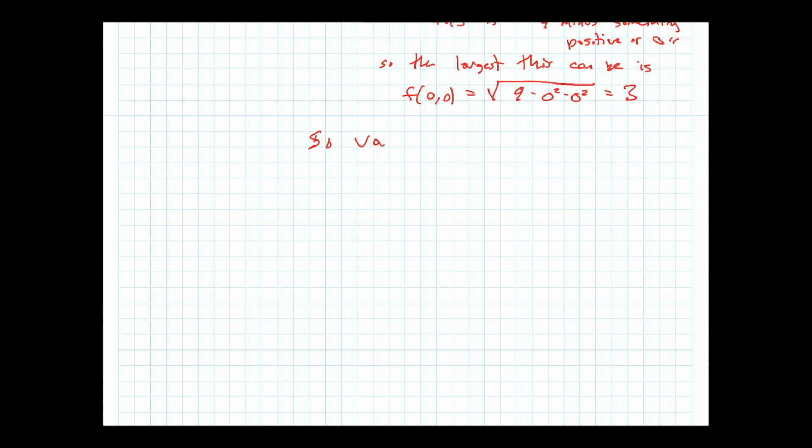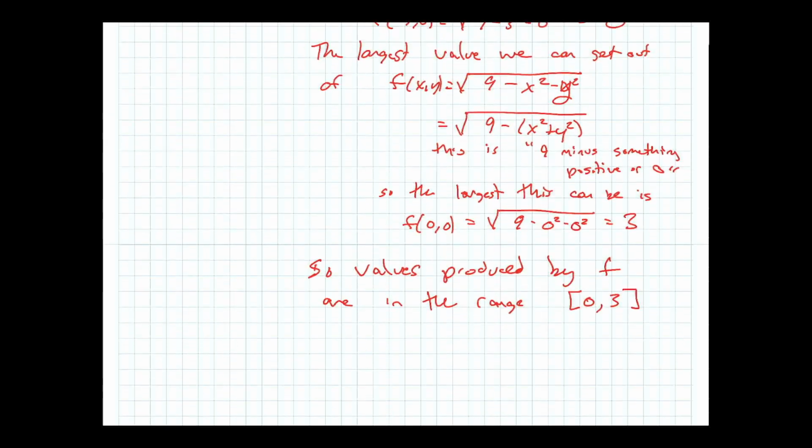So values produced by f are in the range 0 up to 3, right? Just looking at the f and doing a little bit of thinking, that's what we would get.